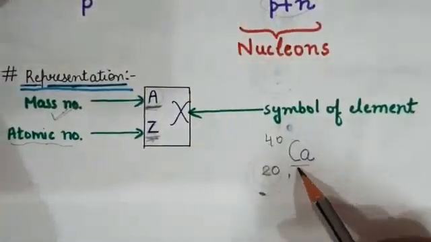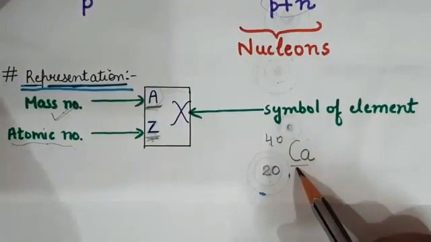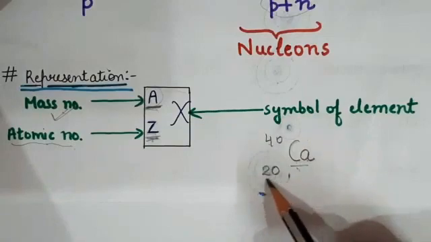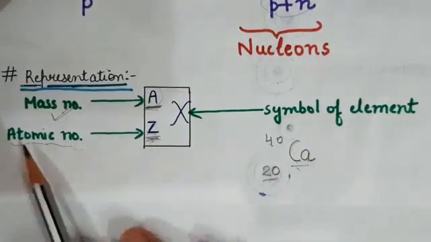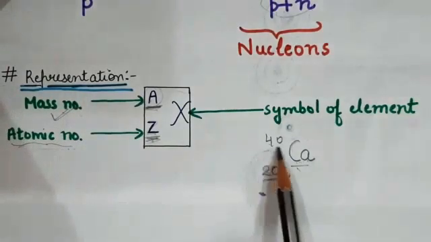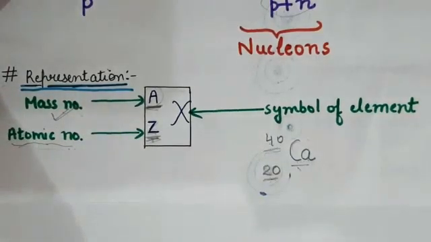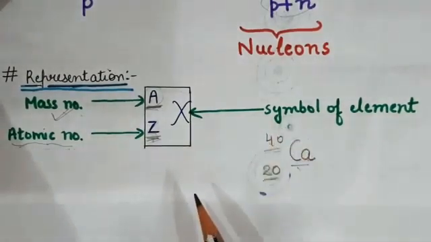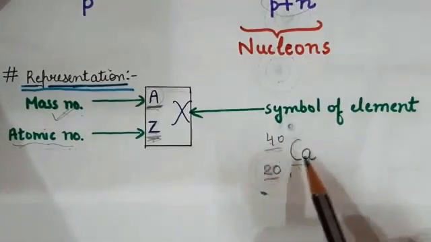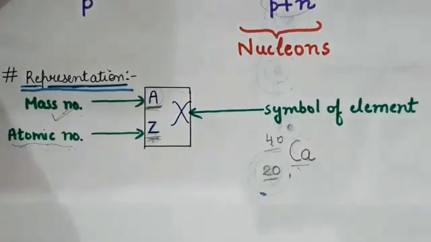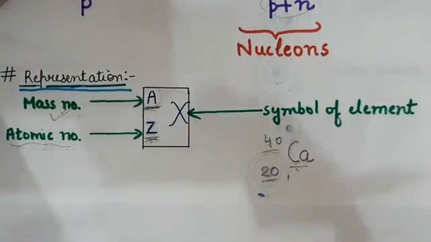Suppose I take the example of calcium. What is the symbol of calcium? Ca. What was the atomic number of calcium? 20. So 20 is written below. That is the atomic number. And what is the mass number of calcium? 40. And 40 is written above. And keep one thing in mind: both the things are written on the left hand side. Mass number, atomic number, symbol. Clear students? This is how to represent any element.